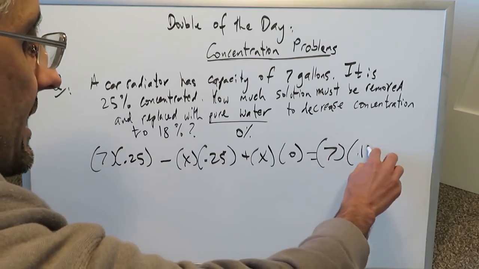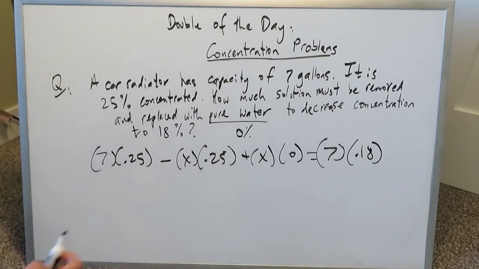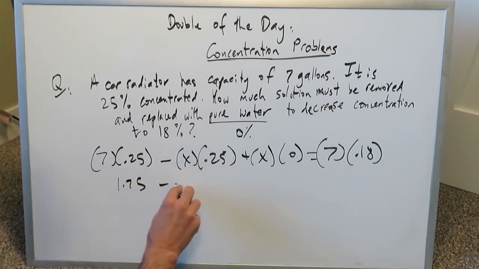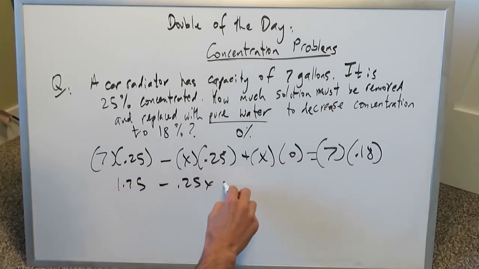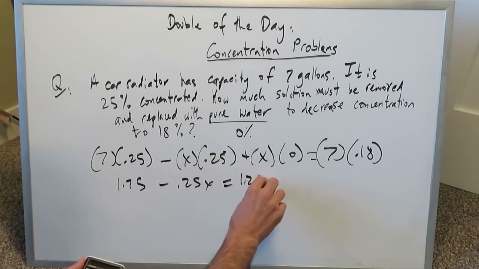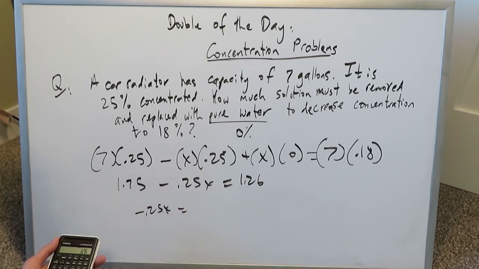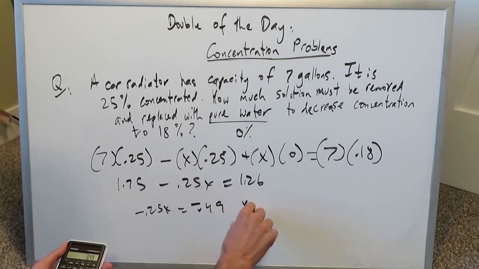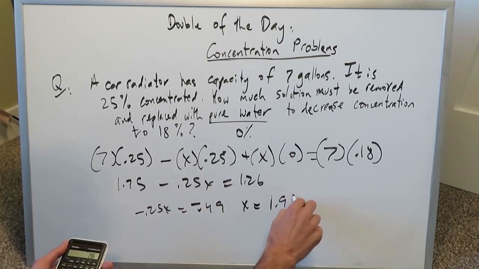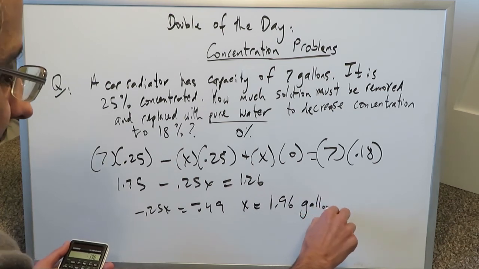And it must be at the end 18%, because in this scenario the coolant was too concentrated and therefore it was not functioning very well. So we just have to calculate this. We have 1.75 minus 0.25x, this zeroes out, is equal to 1.26. All you've got to do is solve for x. Minus 0.25x is equal to minus 0.49, and x is equal to 1.96 gallons, but gallons of pure water.